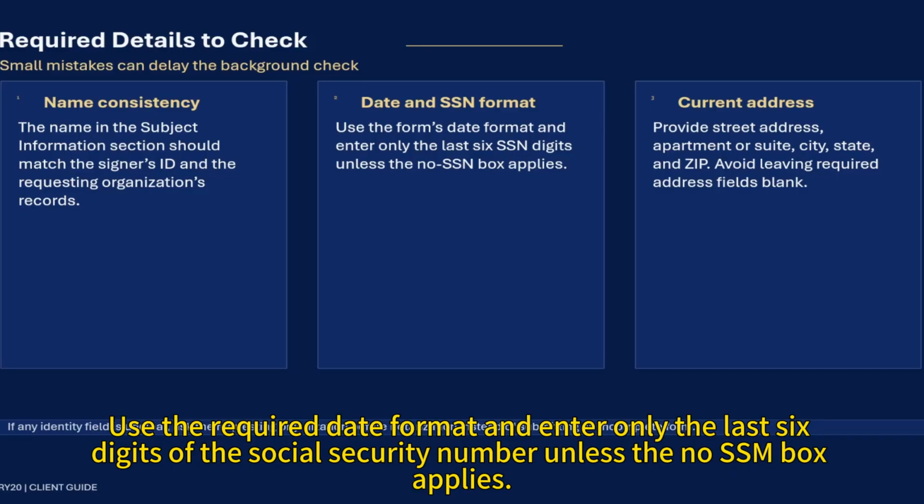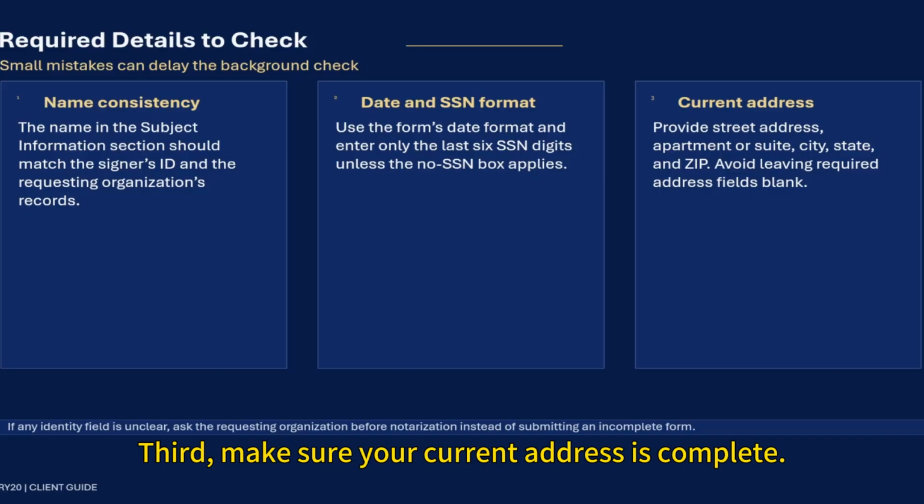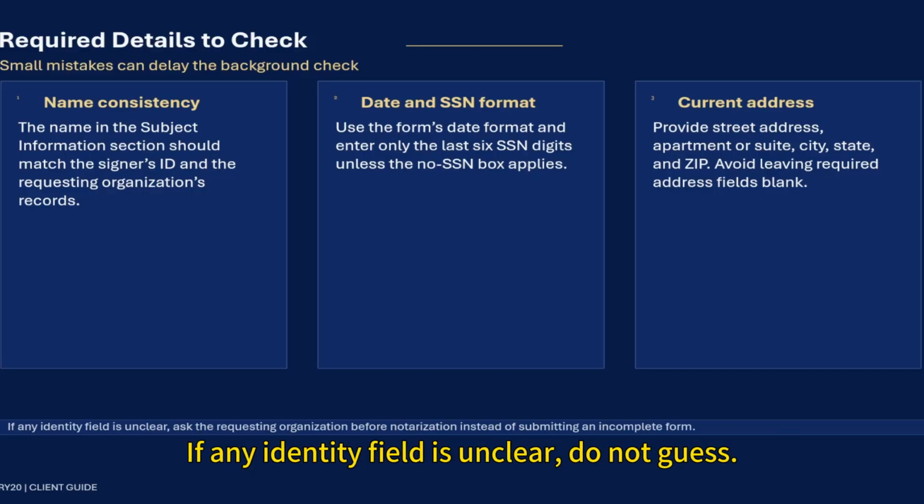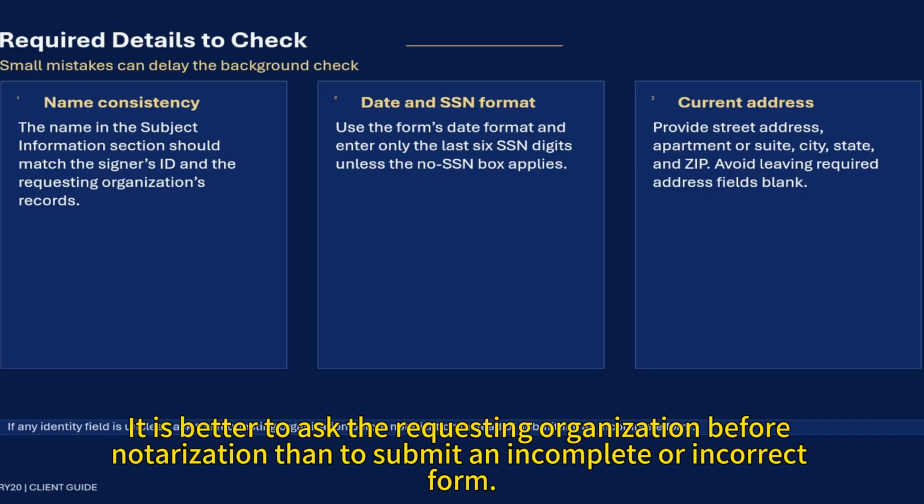Use the required date format and enter only the last 6 digits of the Social Security number unless the No SSN box applies. Third, make sure your current address is complete. Include street address, apartment or suite number if applicable, city, state, and zip code. If any identity field is unclear, do not guess. It is better to ask the requesting organization before notarization than to submit an incomplete or incorrect form.